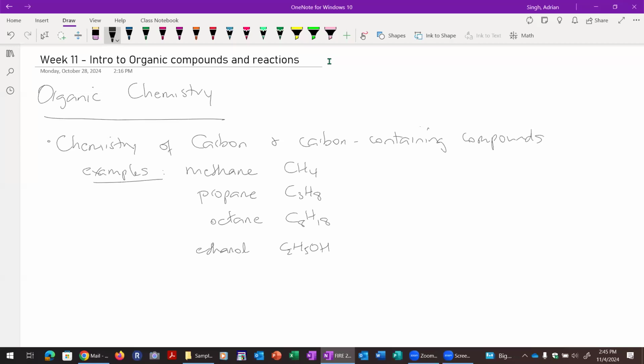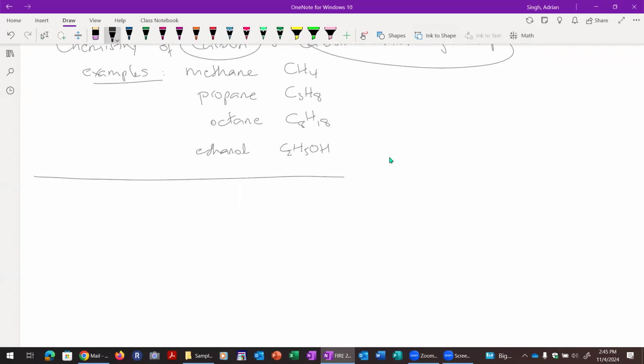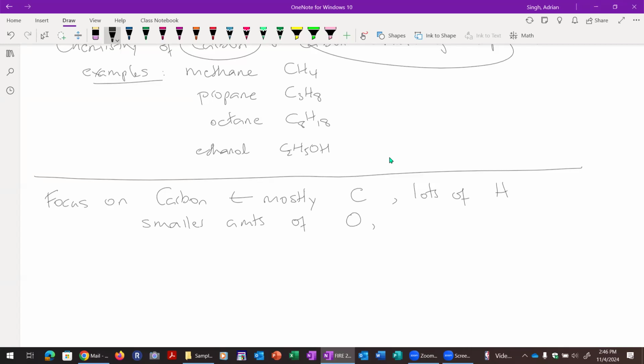So really what we're going to be focusing on here is the chemistry of carbon and carbon-containing compounds. In order to study this, we first need to focus on carbon itself and some of the other types of atoms that we're going to see. So we're going to see mostly C's in our compounds. You're also going to see lots of hydrogen, so H's, and then we're going to see smaller amounts of oxygen. We're going to see some nitrogen, and then to a much lesser extent, we'll see things like sulfur. These are the most common types of elements we're going to see in these organic compounds, but shaded definitely towards the carbon and the H's.